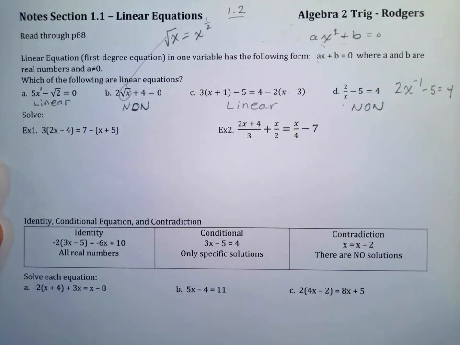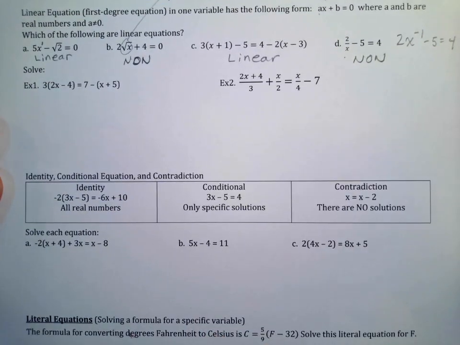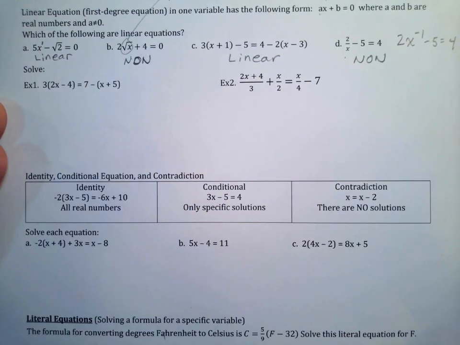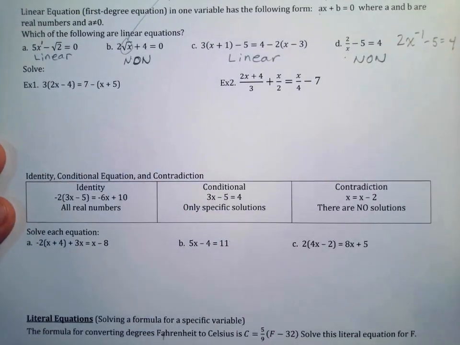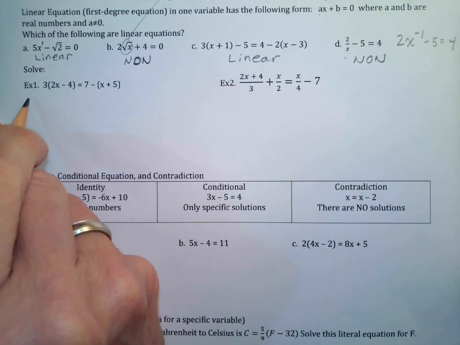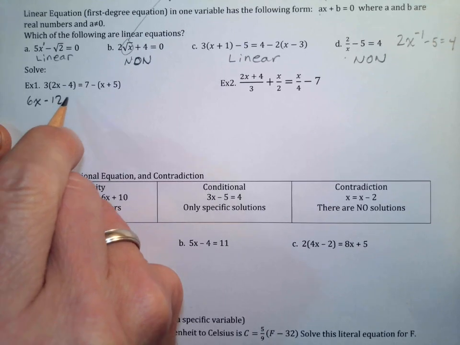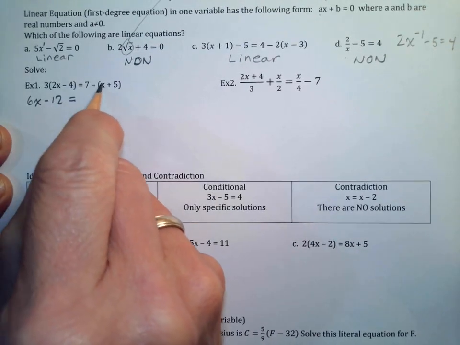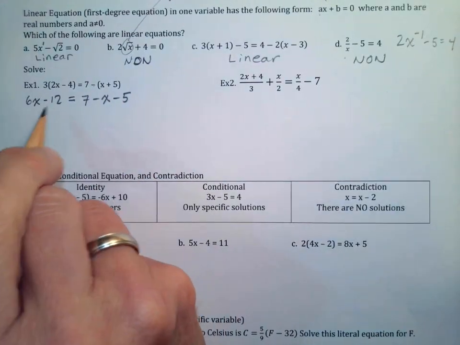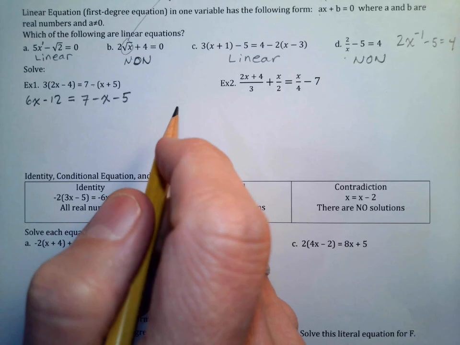Okay? All right, so let's solve. Example 1 is asking you to solve that equation. Again, pause this, work on it, and then watch the video. Okay, so the first thing we want to do is probably distribute. So we get 6x minus 12 equals, and then here we'll distribute the negative: 7 minus x minus 5. Combine like terms on this side, combine like terms on this side.